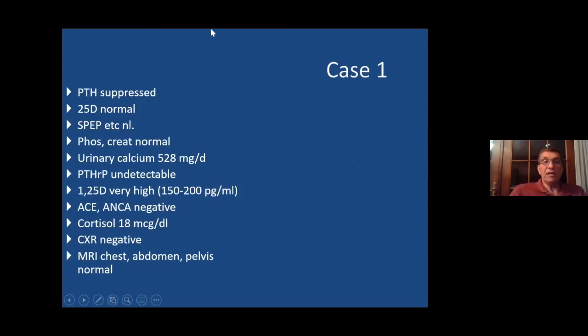Now, she came to me completely worked up, really. Her PTH was suppressed, her 25D was normal. She had an SPEP, which was normal, a phosphorus and creatinine, which was normal. She was markedly hypercalciuric, PTHrP undetectable, and the 125D level very high. And they did ACE, ANCA, cortisol, chest x-ray, MR imaging, and found nothing.